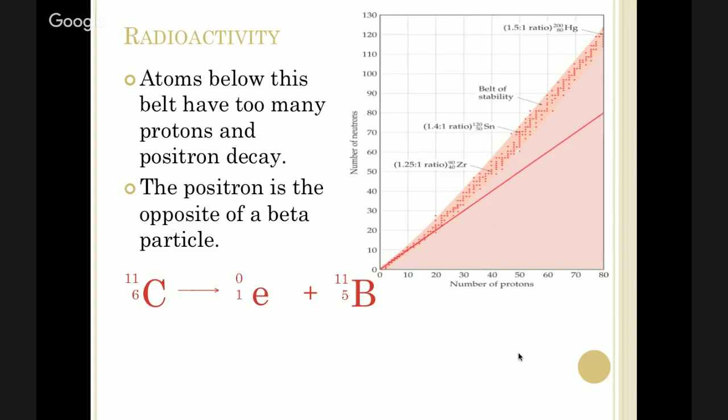So again, with a positron, it does not affect the mass, so the mass stays exactly the same, 11, 11. But it does affect the protons. What you usually have as 6 is now gone, and now you have 5, which changes the identity to boron. Again, the arrow acts like an equal sign, so on the bottom you have 6 equals 1 plus 5. That's how I know I'm right.